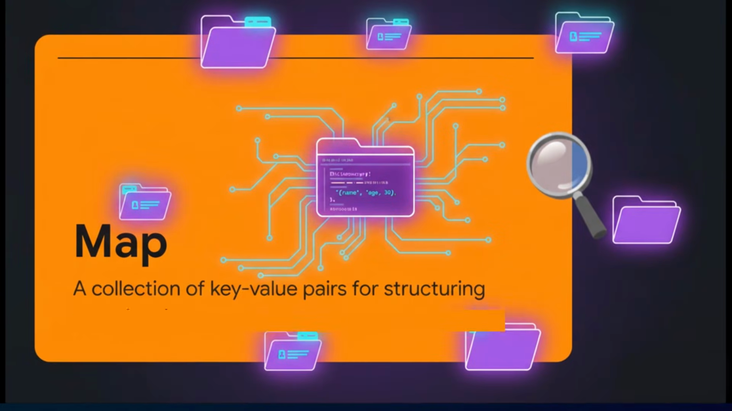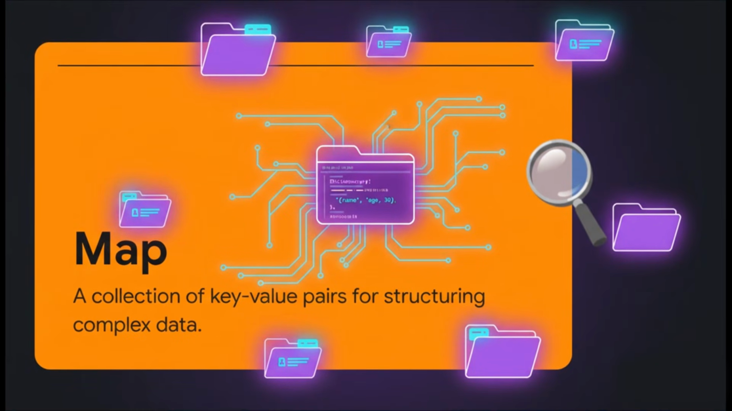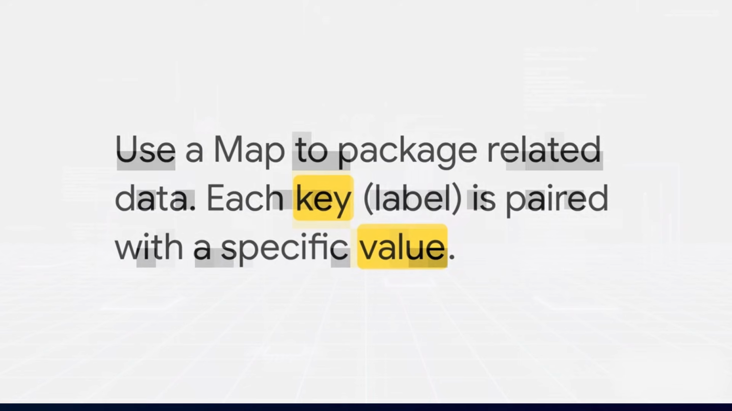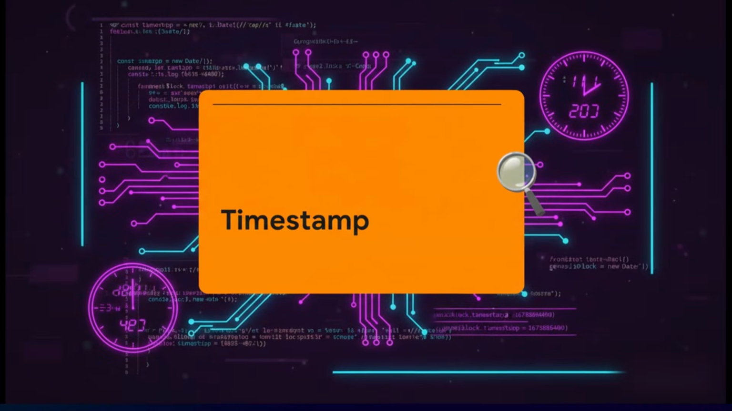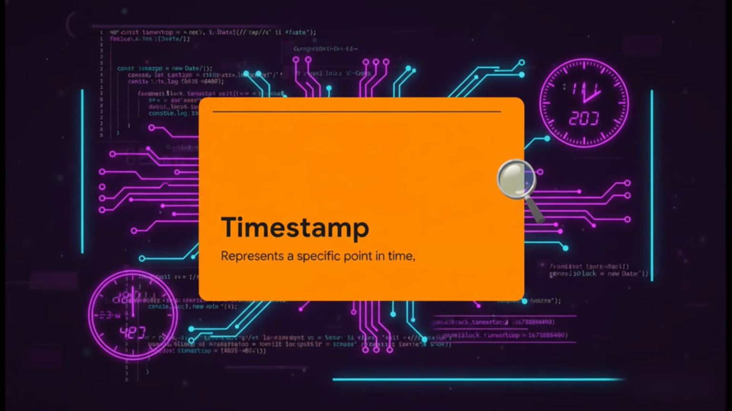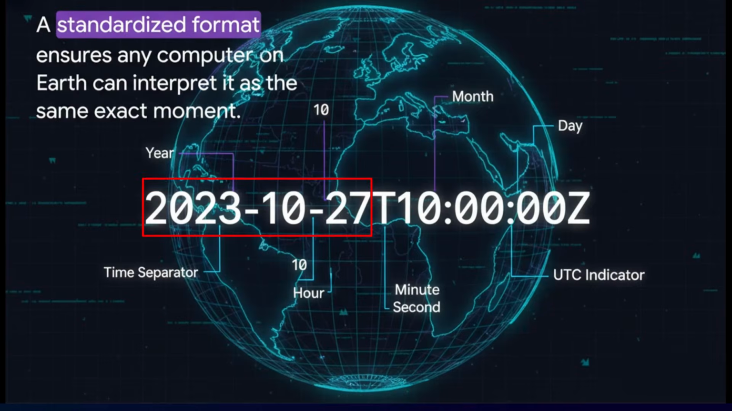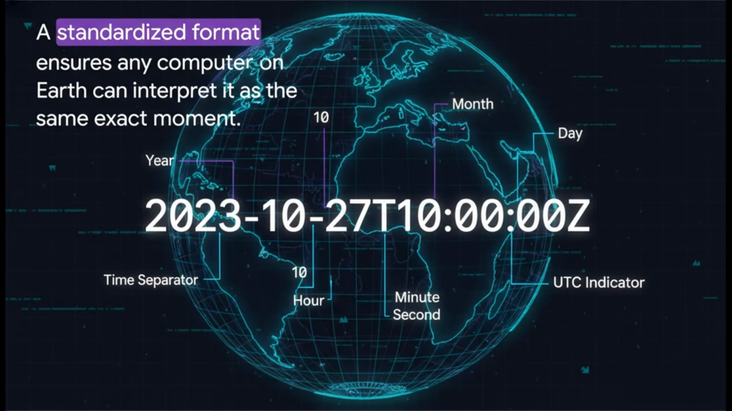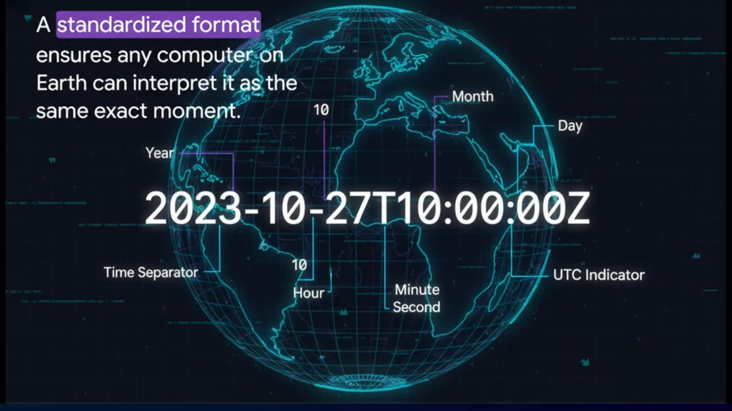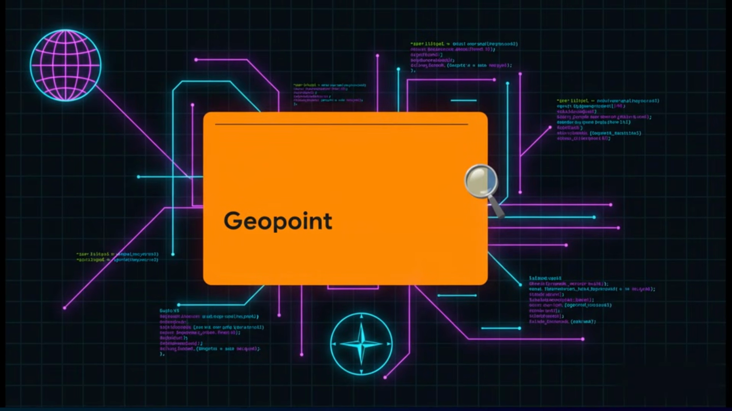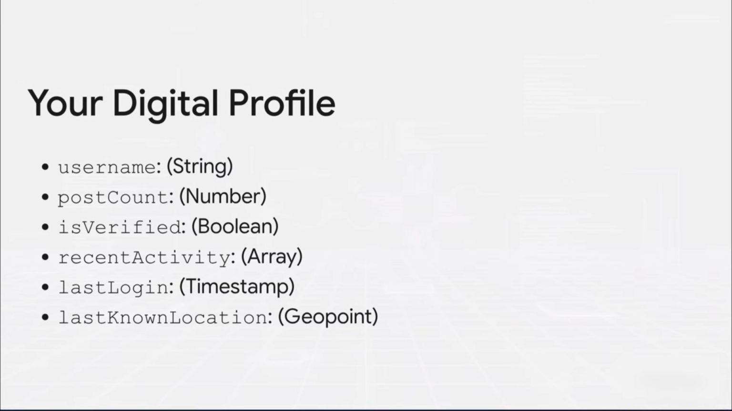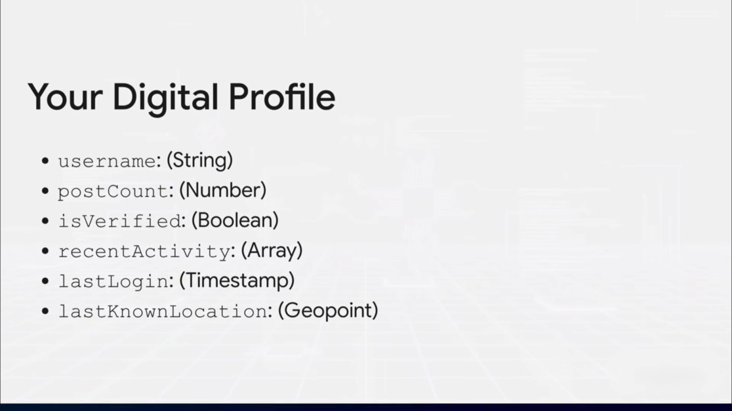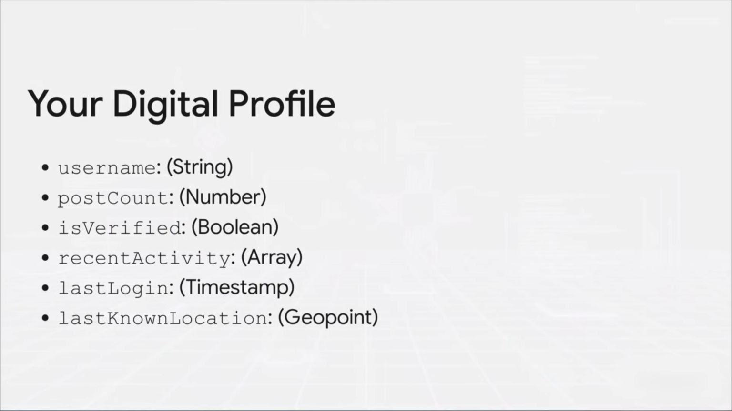Map, a collection of key value pairs, similar to a nested object or dictionary. It allows for structuring complex data within a field. Timestamp represents a specific point in time, including the date and time. It is typically used for tracking when data was created or last updated. Geopoint, a specific geographical location represented by latitude and longitude coordinates. So each data type here can be used depending on the scenario or what is intended to be achieved.